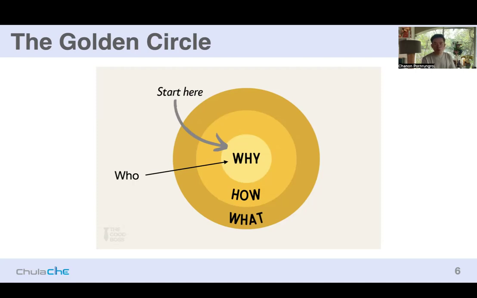So, try this at home, okay? When you go back home, you talk to your parents on a Zoom call or you meet them, and they ask you, "Oh, what are you up to?" Try to tell them. This could be one of your practices: tell them the reason first, before you start telling them how you do it and what you do.